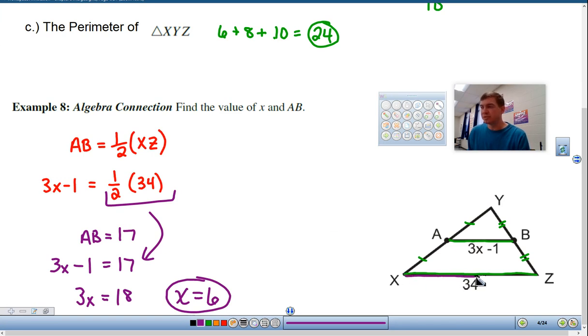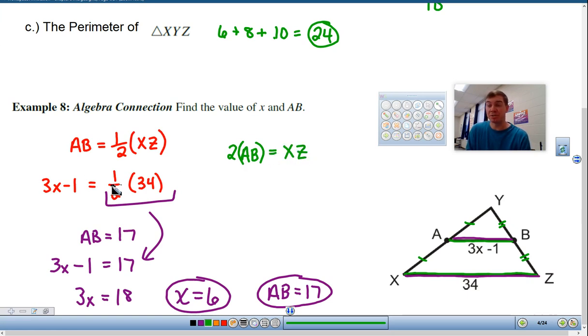Well, if this is 34, and we know that AB has to be half of that, then we already know that AB is going to be 17, which is half of 34. One other way to solve this would be saying that 2 times the length of AB would be equivalent to XZ. So if you're not liking that fraction, you can double the midsegment and set it equal to the side that it's parallel to. So this time you would get 2 times 3x minus 1 equals 34.